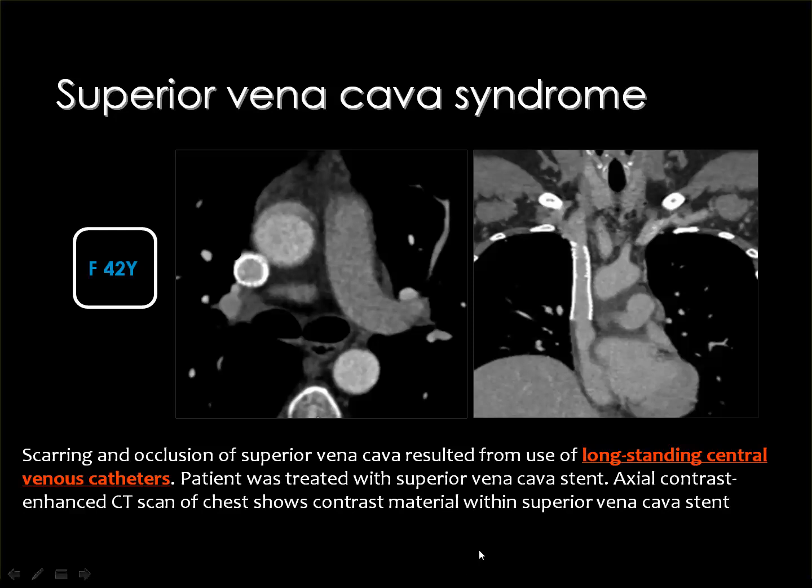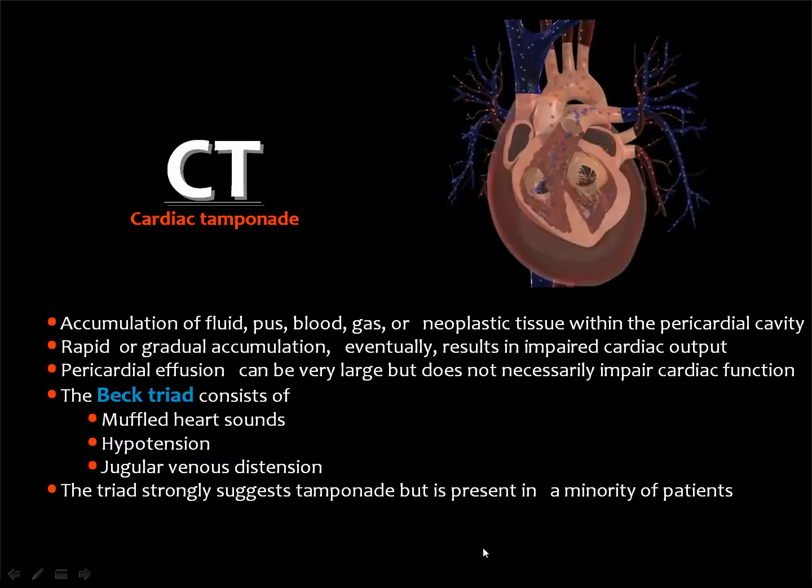This is one of the ways to overcome the superior vena cava syndrome due to obstruction, is to put a stent within the superior vena cava to maintain its patency.